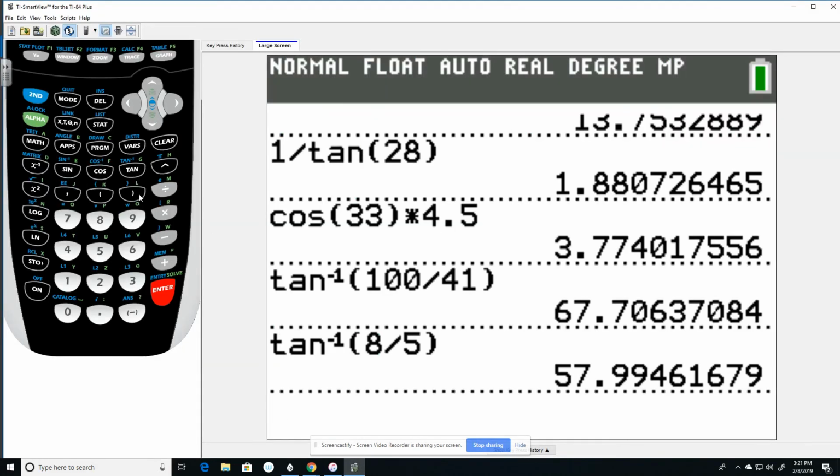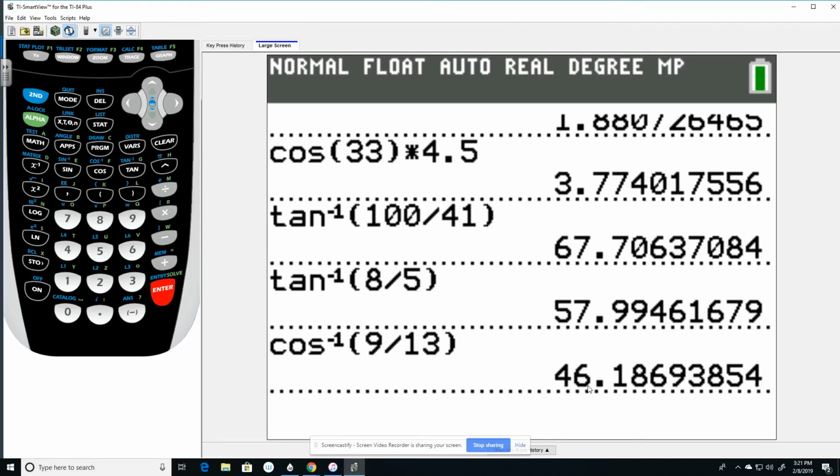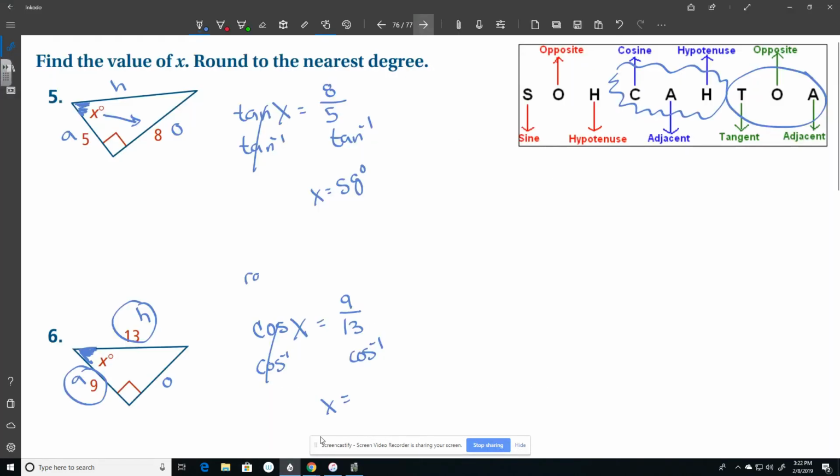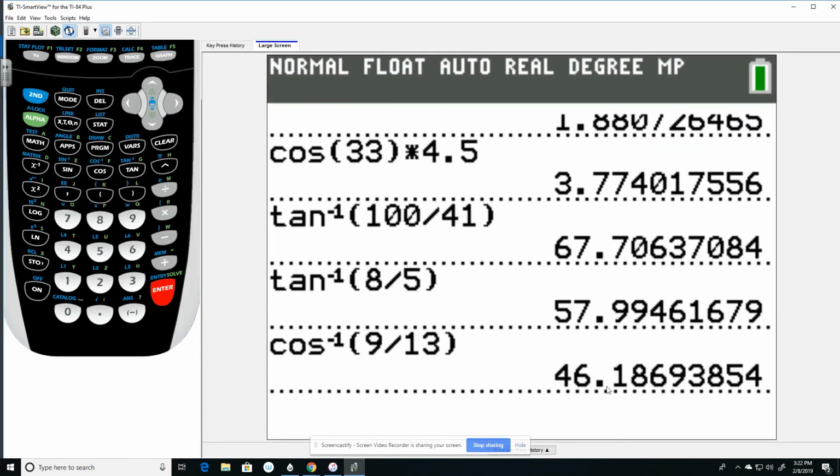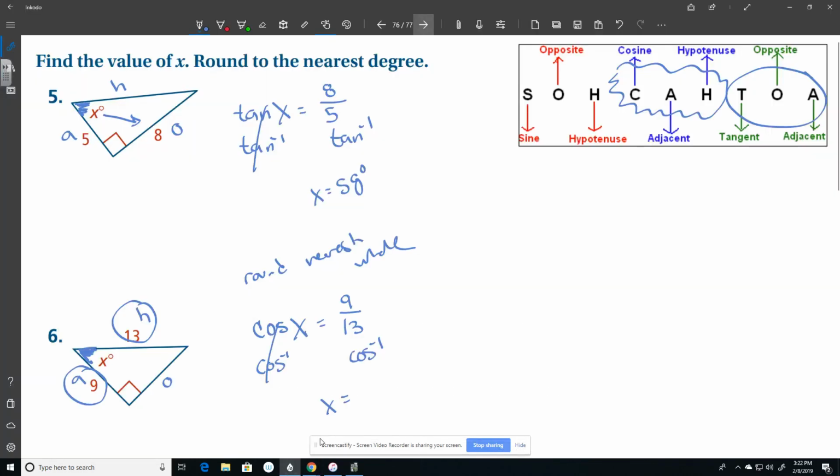So I'm going to do inverse cosine. Second cosine gives me the inverse. And I'm doing 9/13. So 9 divided by 13. Then I close those parentheses. And it tells me my angle is 46.1869. And let's say it wants us to round to the nearest whole number. So looking at my calculator, again, 46.18 just rounds to 46 degrees is about what my answer would be.